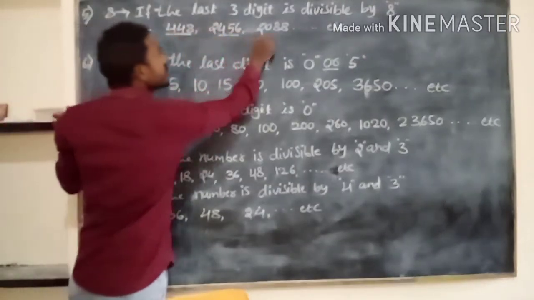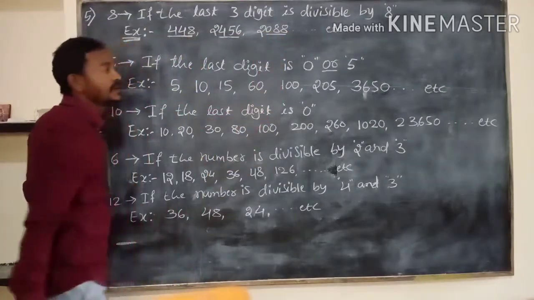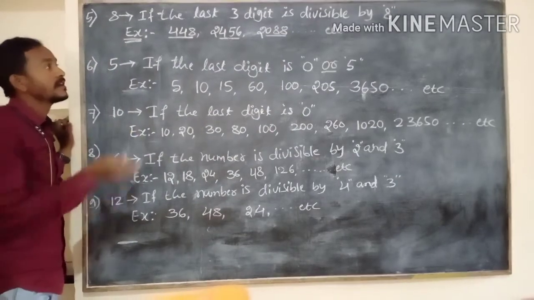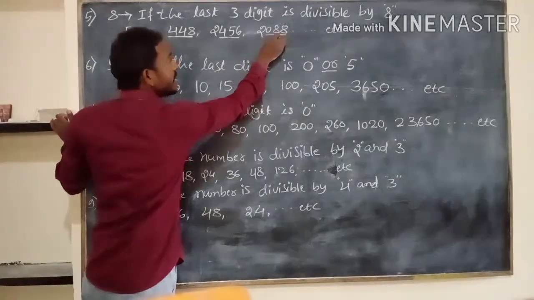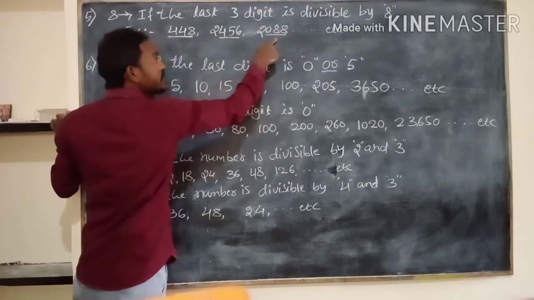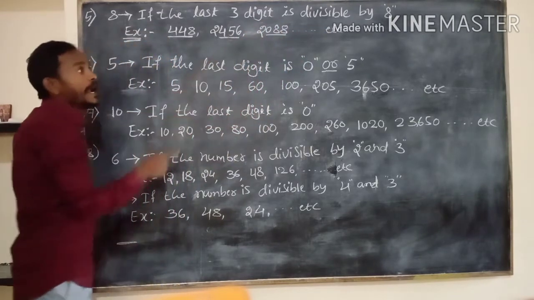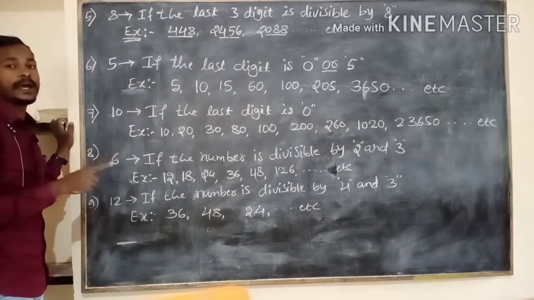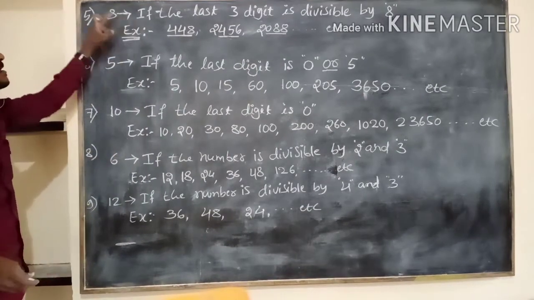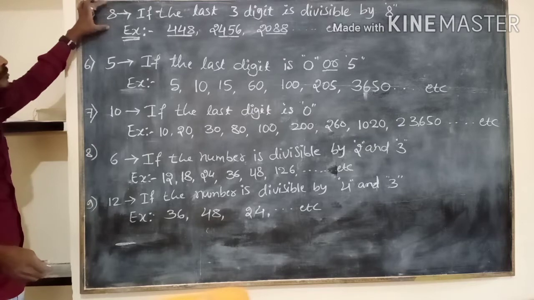Same as it is here, the 3 digits are 0, 8, 8. Then the number is 88. 88 is divisible by 8. Then the total number 2088 is completely divisible by 8. This is the divisibility rule for 8.